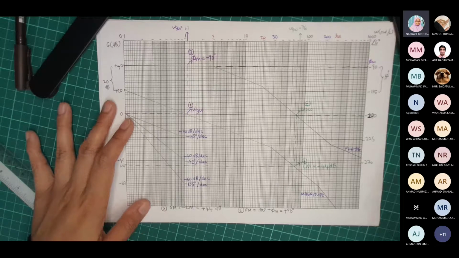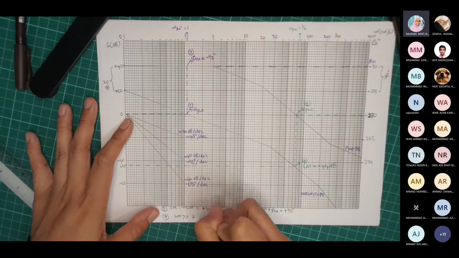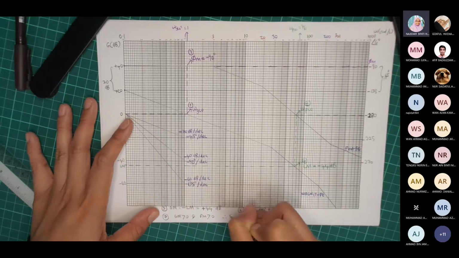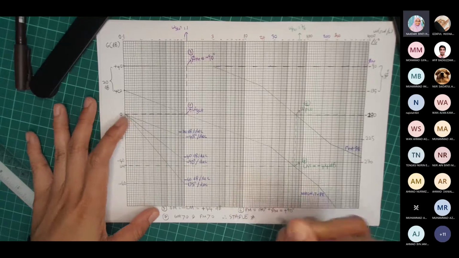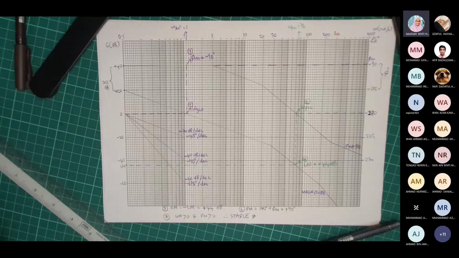Okay, then step number 7, gain margin larger than 0 and phase margin larger than 0. Therefore, the system is stable. That's it. Then we have finished our analysis of the Bode plot.